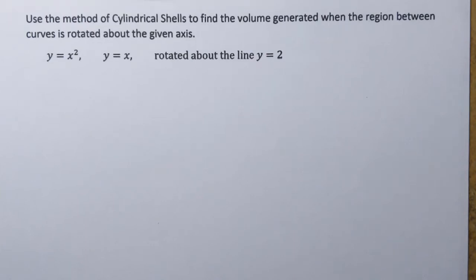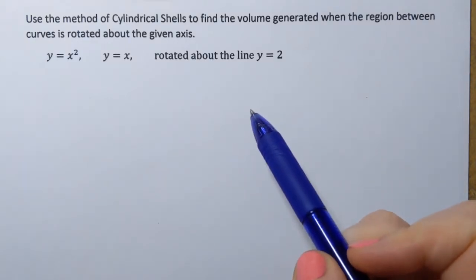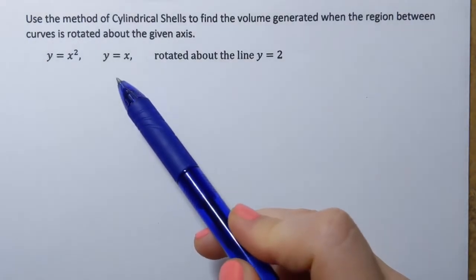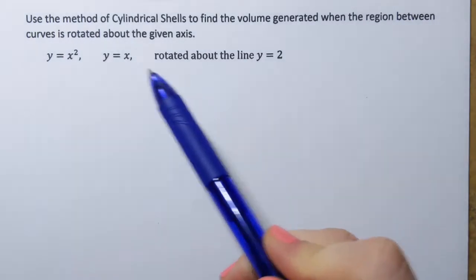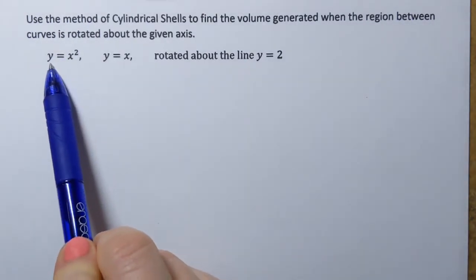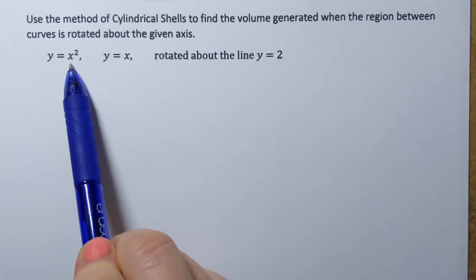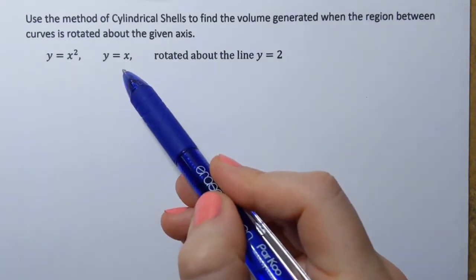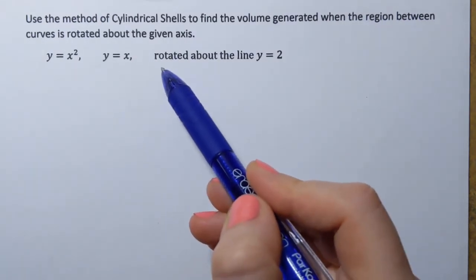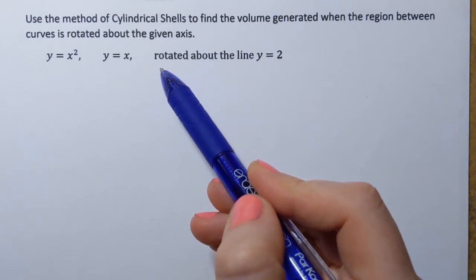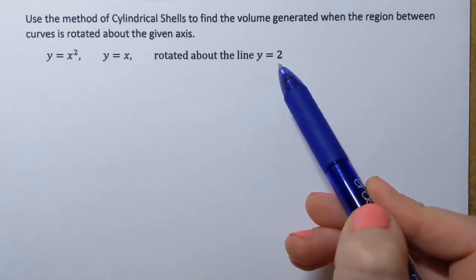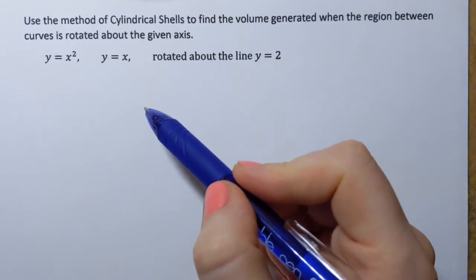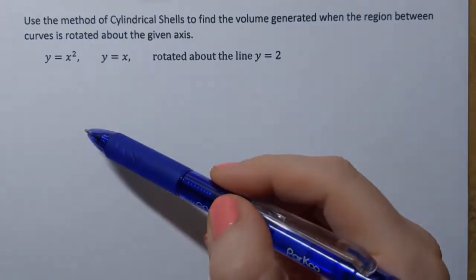Hi everyone! In this video, we're going to use the method of cylindrical shells to find the volume generated when the region between curves is rotated about the given axis. And the curves we have here are y equals x squared, so it's going to be a parabola, and y equals x, so it's just a straight line. And we will be rotating the region about the line y equals 2. We're going to start by constructing this region.